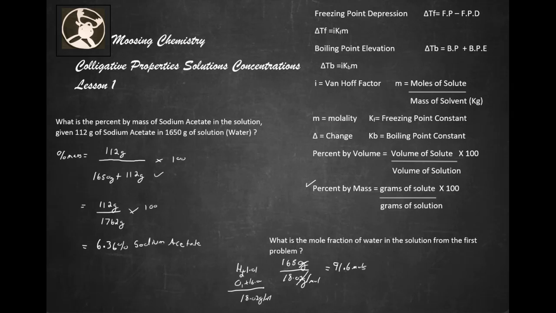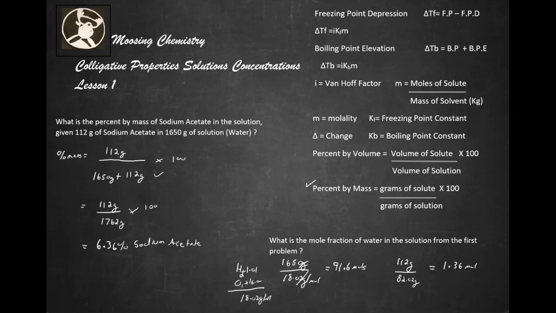And then we're going to do the same thing for the other component, which is the sodium acetate. So we're going to take sodium acetate, which we had 112 grams of, and then we're going to divide that by the molar mass of sodium acetate. The molar mass of sodium acetate, of course, is going to be 82.02 grams per mole. And when I get that relationship, I get 1.36 moles of sodium acetate.